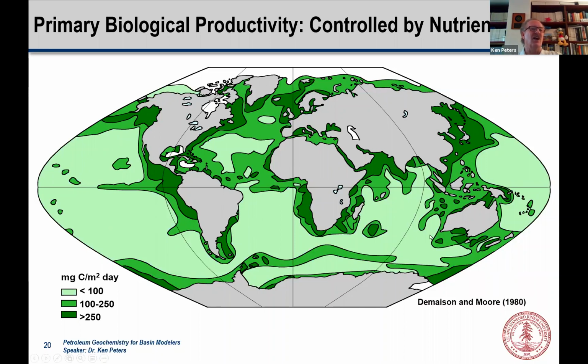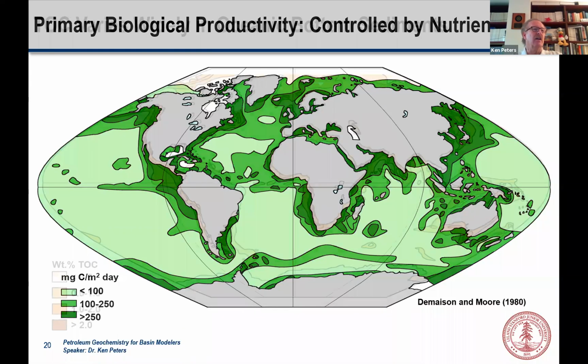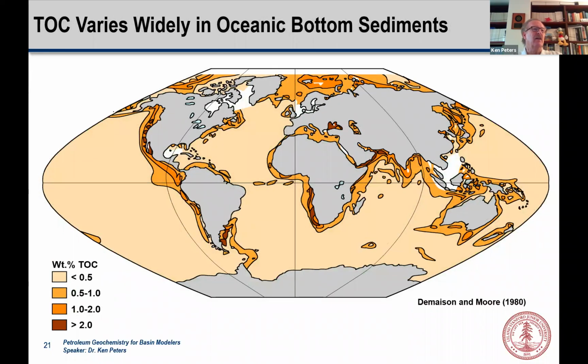It doesn't look just like this, okay? It looks different. We'll have a look, and then we'll show you now. This is the weight percent TOC in the underlying sediments. Yes, a lot of that organic matter gets to the underlying sediments on the west coast of continents, right?